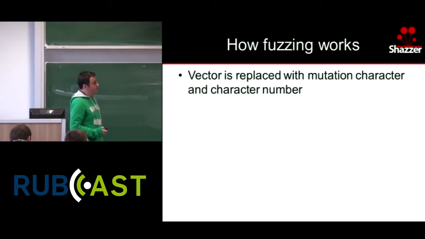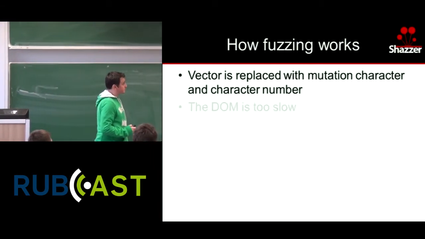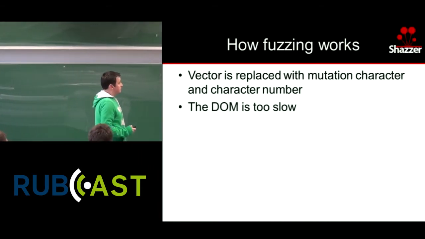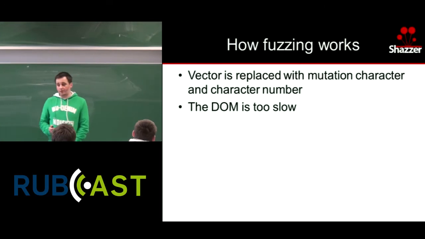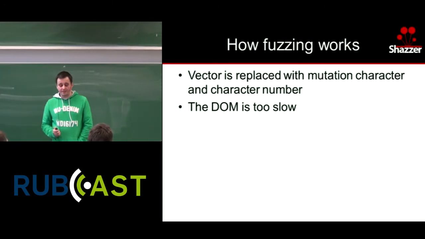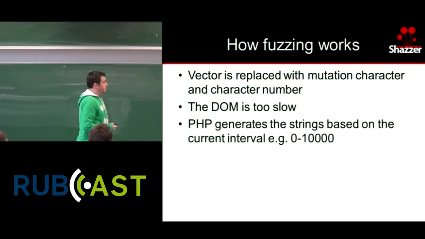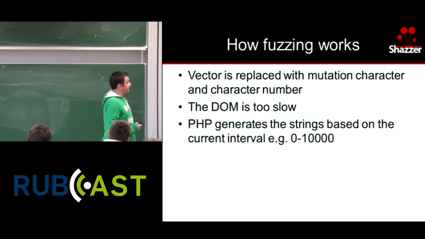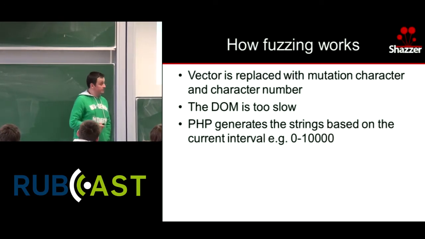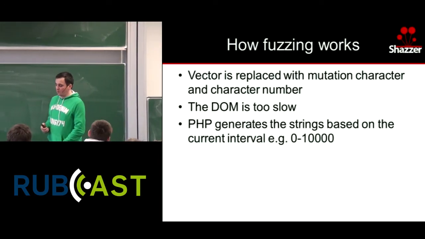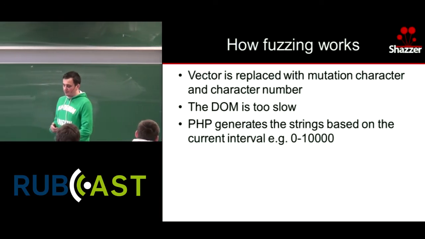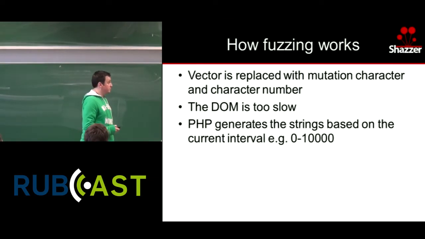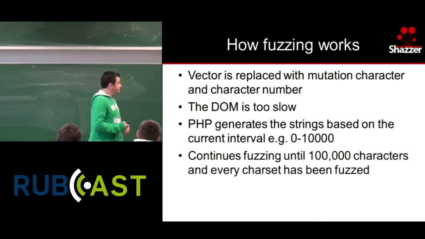So we're mutating the character, and the character number. Doing this via the DOM using document.write or innerHTML is slow, very slow. So we're using PHP, and it generates the actual values by the current interval. So we're going to say, I want the characters from 0 to 10,000 to generate using this vector.